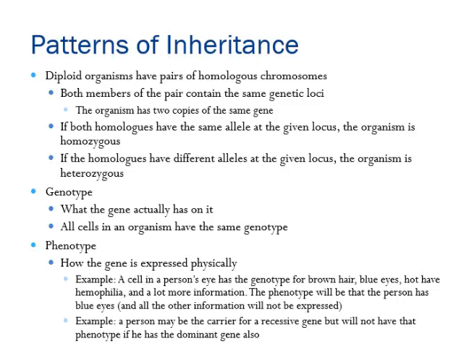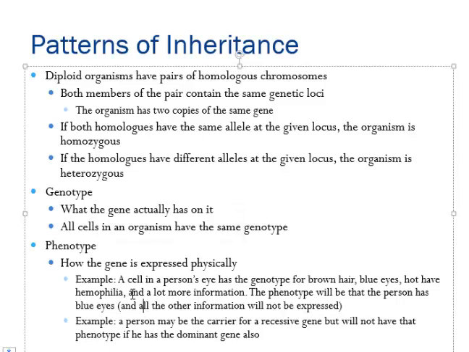Now there is a distinction. You have one green and one blue. We'll discuss in a minute which one you actually get, but it's heterozygous because you don't have the same one from both parents. A genotype means what the gene actually is. If you have a green eye gene and a blue eye gene, then your genotype is one green and one blue. Which one is actually expressed is called the phenotype. For example, a cell in a person's eye has the genotype for blue eyes, not having hemophilia, and a lot more information.